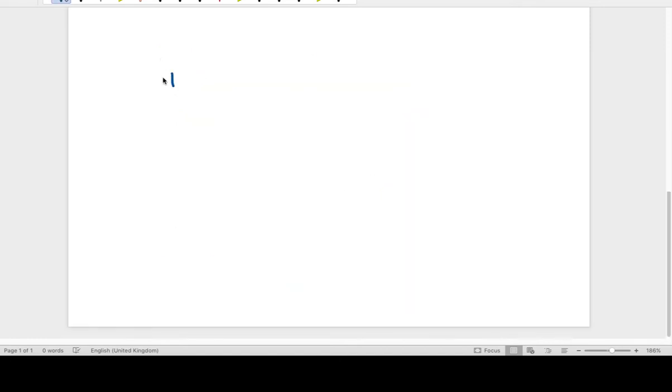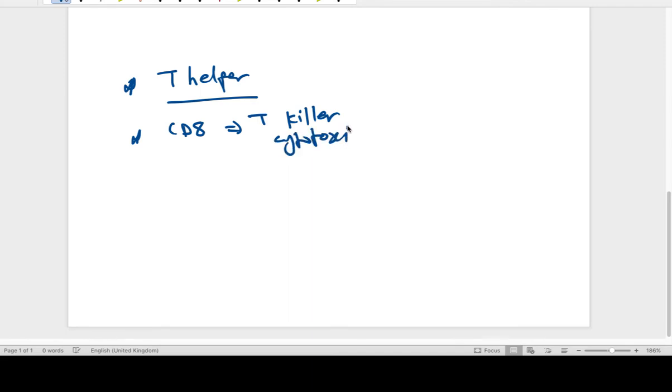So not only T helper cells play a role in the destruction, but also CD8 cells, which are T killer cells or cytotoxic cells. T cytotoxic cells also are thought to play a role, and B cells also play a role in the destruction.